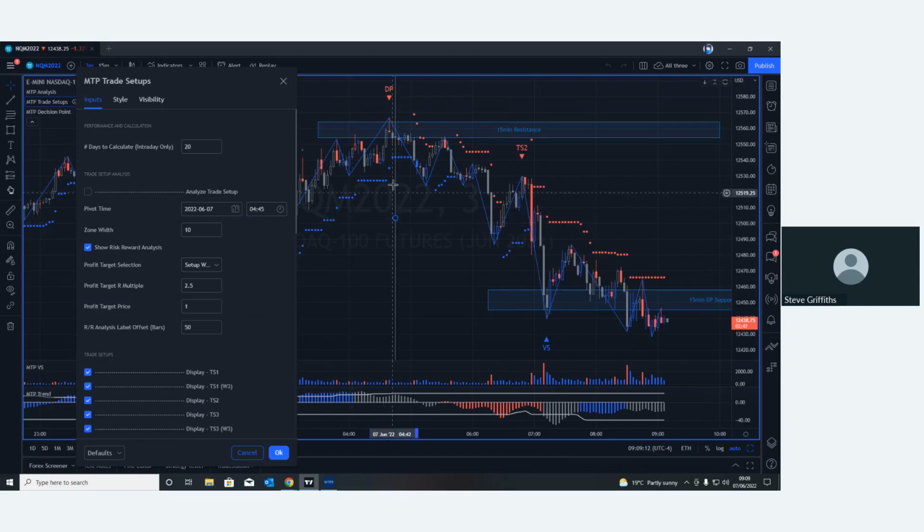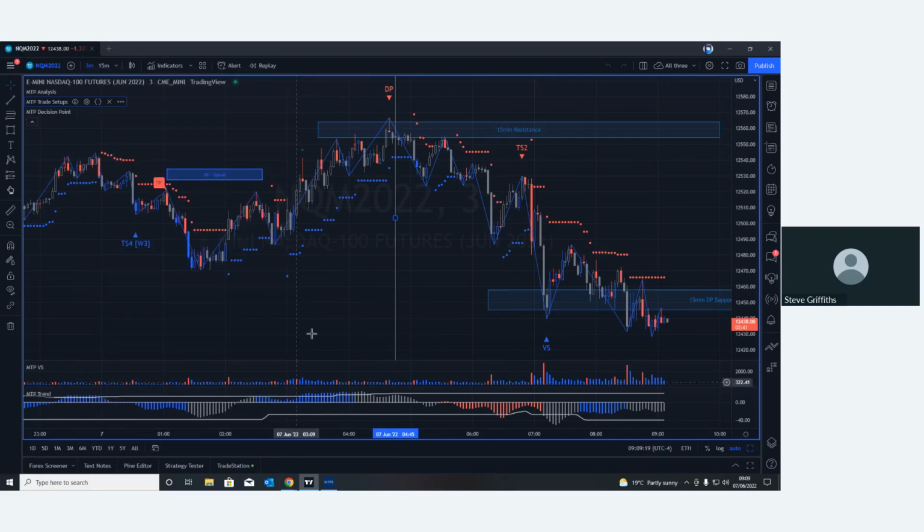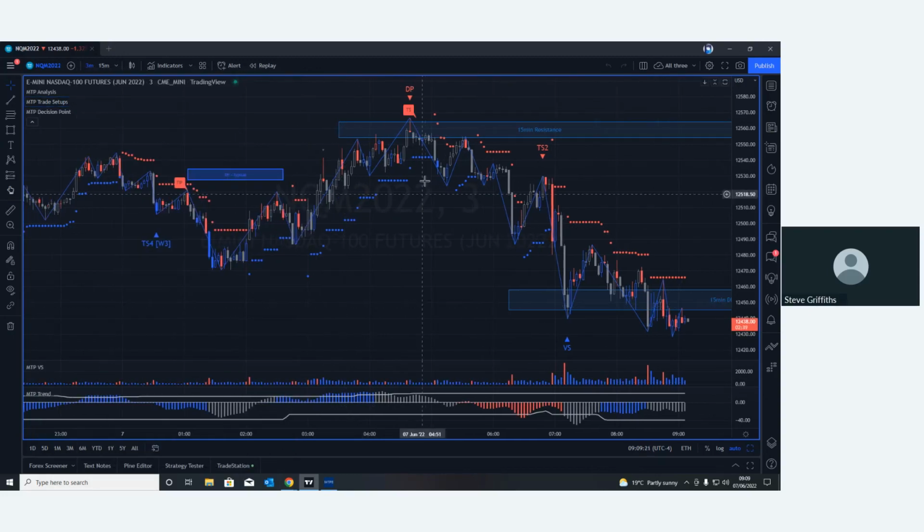Can you see how it's now placed on the chart there? There it is on the chart. It's there ready for us. So I'm now going to click Analyze Trade Setup, do OK. And what we can do now, as you can see, there's the TS. It just says on that bar. Now, obviously, it's a grey bar, so there's no trade setup on the grey bar.